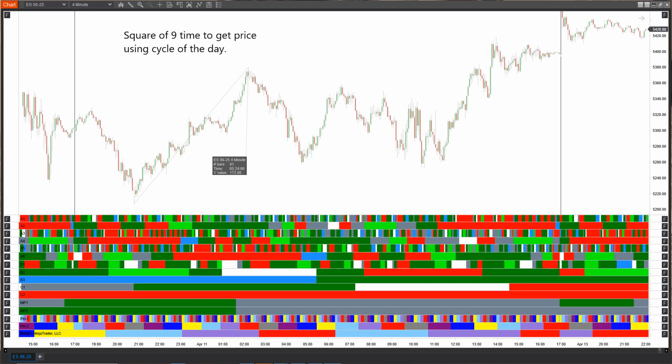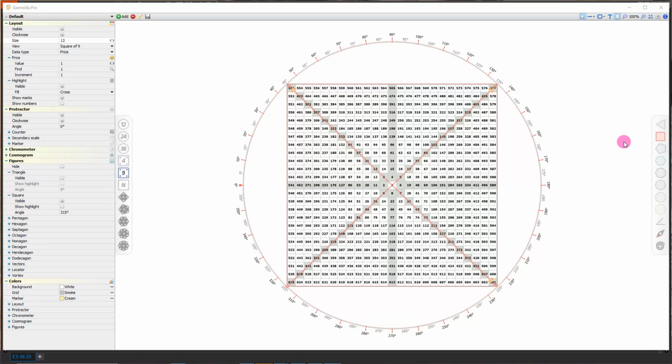In this video, I'm going to take a look at the square of 9, and I'm going to use it in a way that's not very common. I'm going to take this and put a little bit of a different twist onto it. Here's the square of 9 chart.